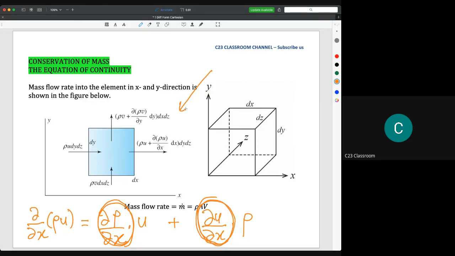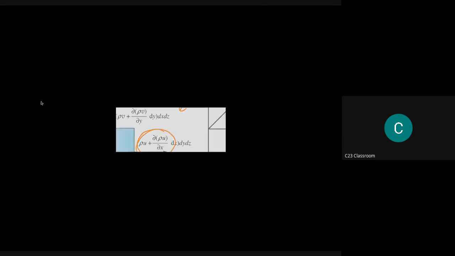So if the condition is incompressible flow, which is the density is constant, so we could write as, because there are no del rho over del x. So it only have du, dx, and rho. So we could write this term into rho u plus del u del x dx and dy dz. Okay, that's why in certain textbook, I will show you here later on.